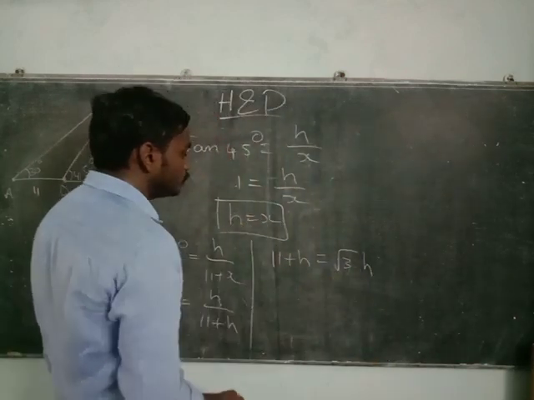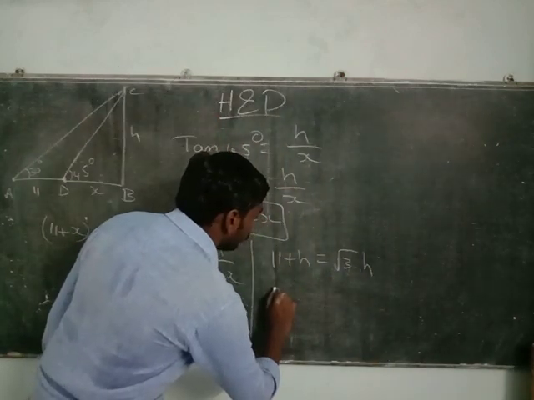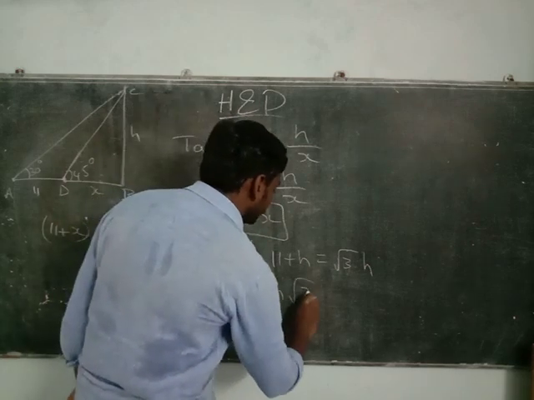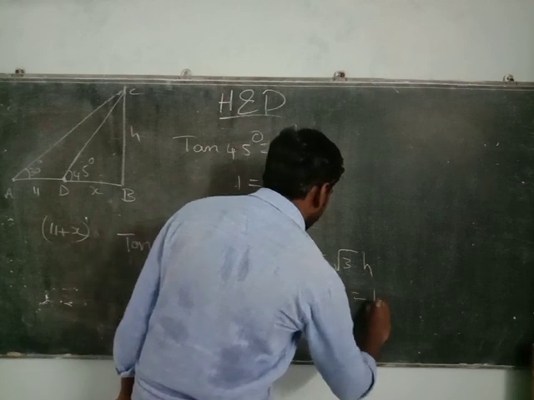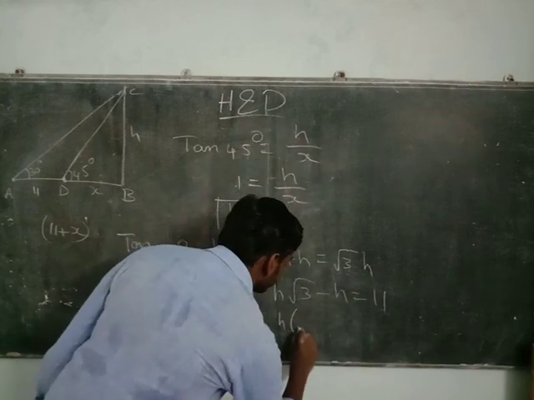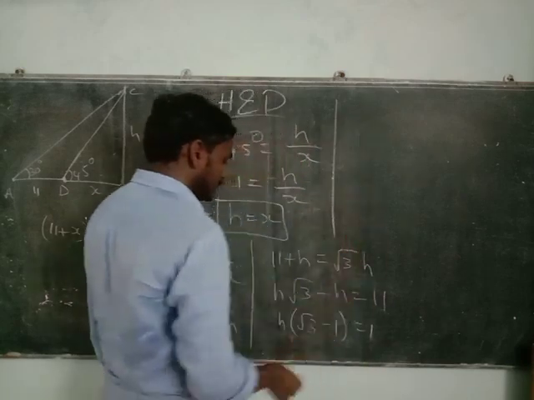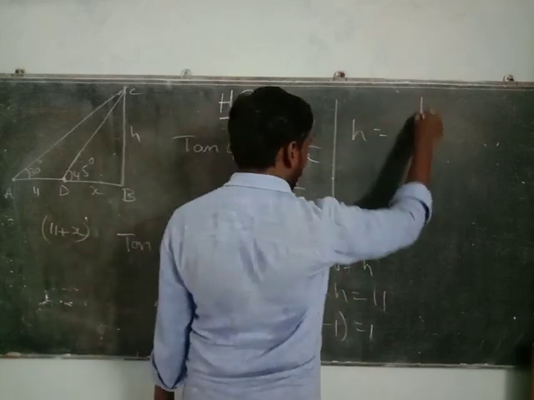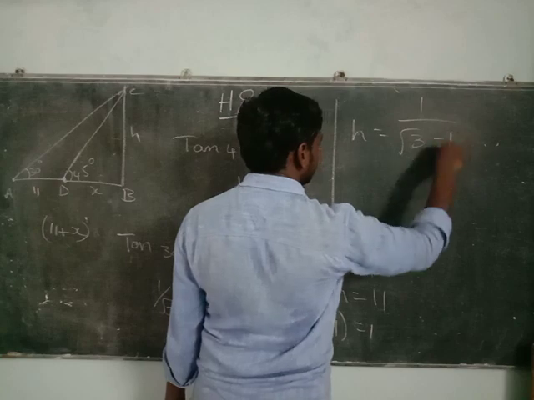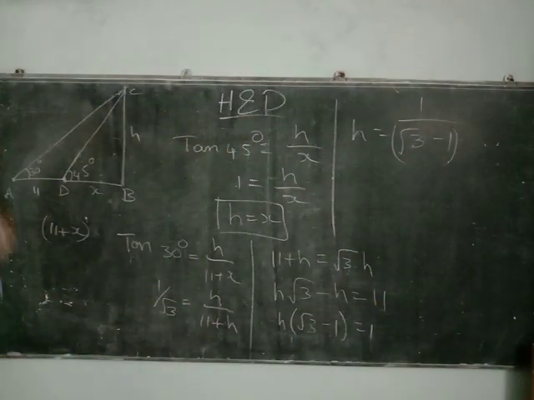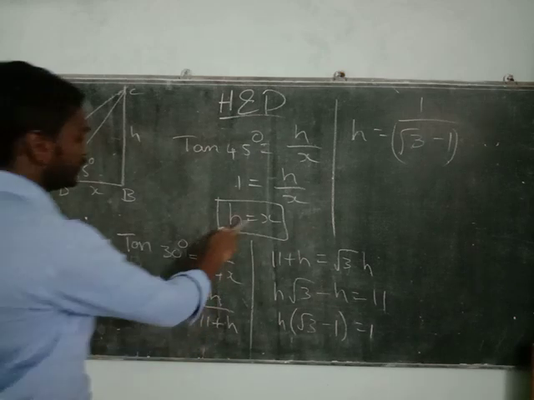So taking h to one side, h root 3 minus h is equal to 11. h into root 3 minus 1 is equal to 11. From this I get h is equal to 11 by root 3 minus 1. So this is the value of height, and that is also the same value for x.